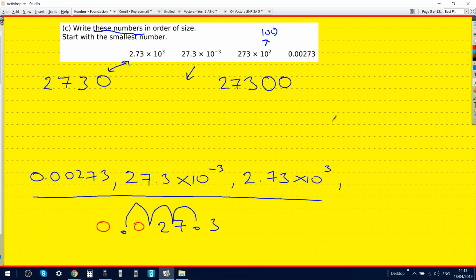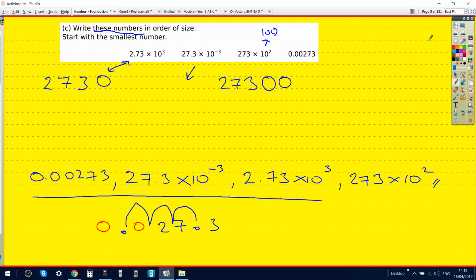And then there's only one possibility left, which is 273 times 10 squared. And so they want you to give them back in the form that they were given. Just like with the fraction decimal percentage, it helps to turn them all into decimals and then order them from there. Any questions about that? No, it makes sense.